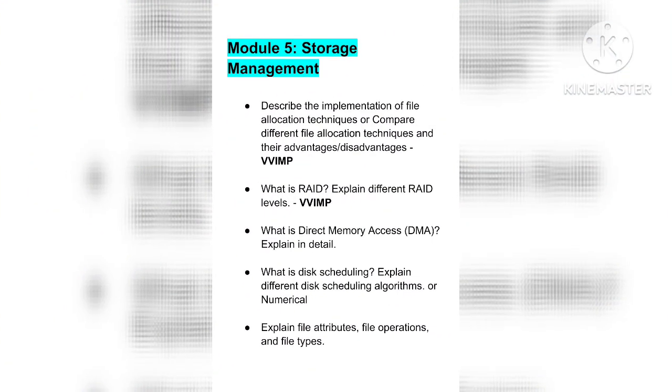Module 5. Storage management. Let's discuss file allocation techniques, such as contiguous, linked, and indexed allocation, along with their pros and cons. What is RAID? RAID stands for Redundant Array of Independent Disks. We explain RAID levels 0 to 6, including mirroring, striping, and parity. Next is Direct Memory Access, or DMA, which allows devices to transfer data directly to memory without CPU involvement. What is disk scheduling? We'll explain algorithms like FCFS, SSTF, scan, and look, including numerical examples. Finally, we cover file attributes, file operations, and different file types.